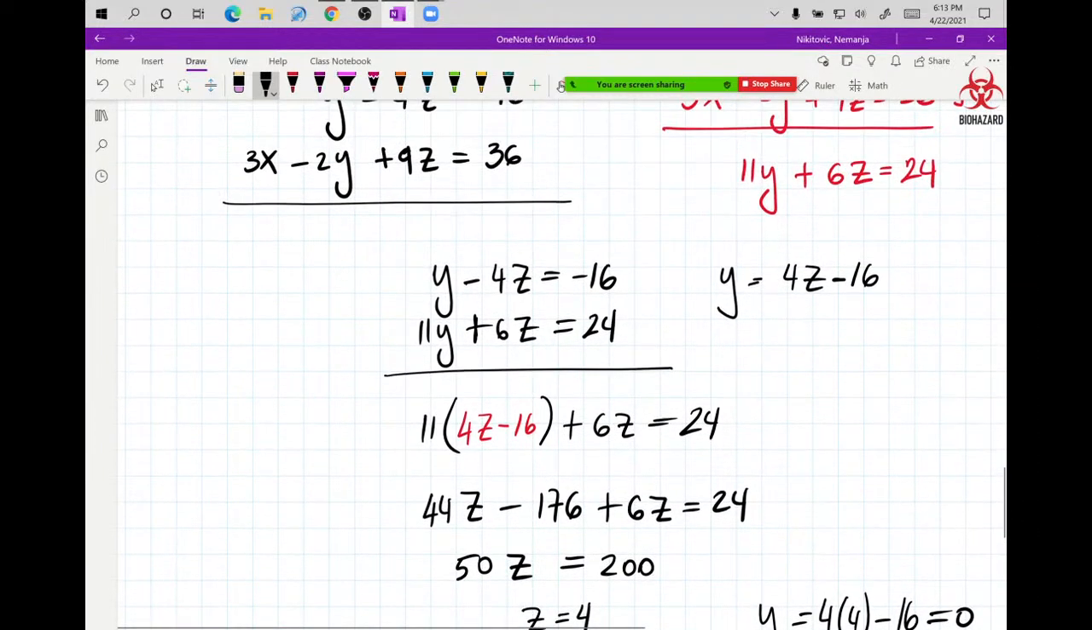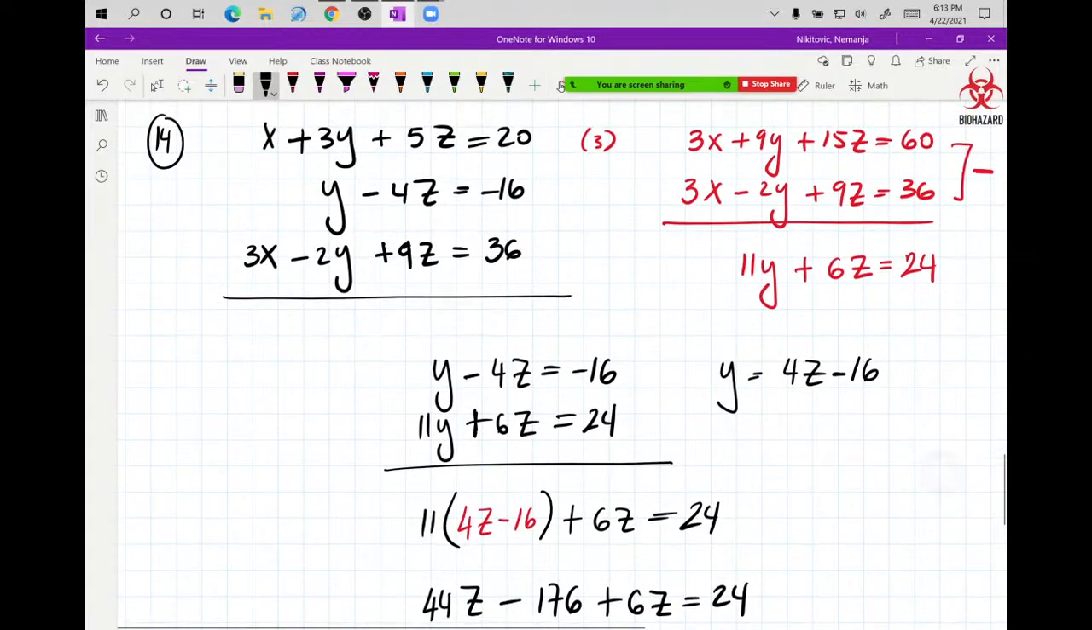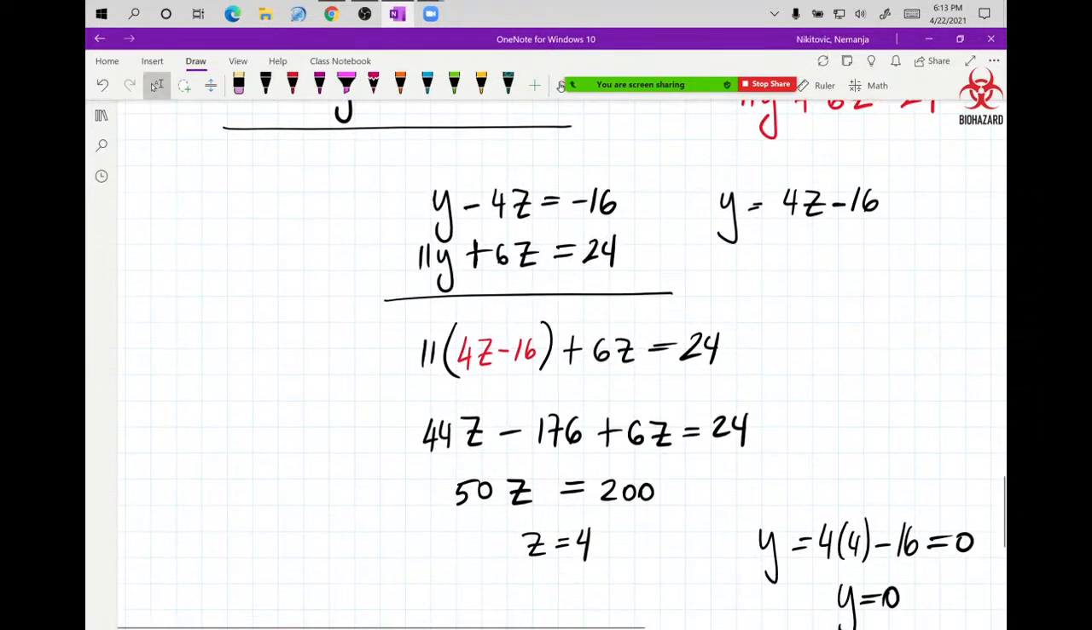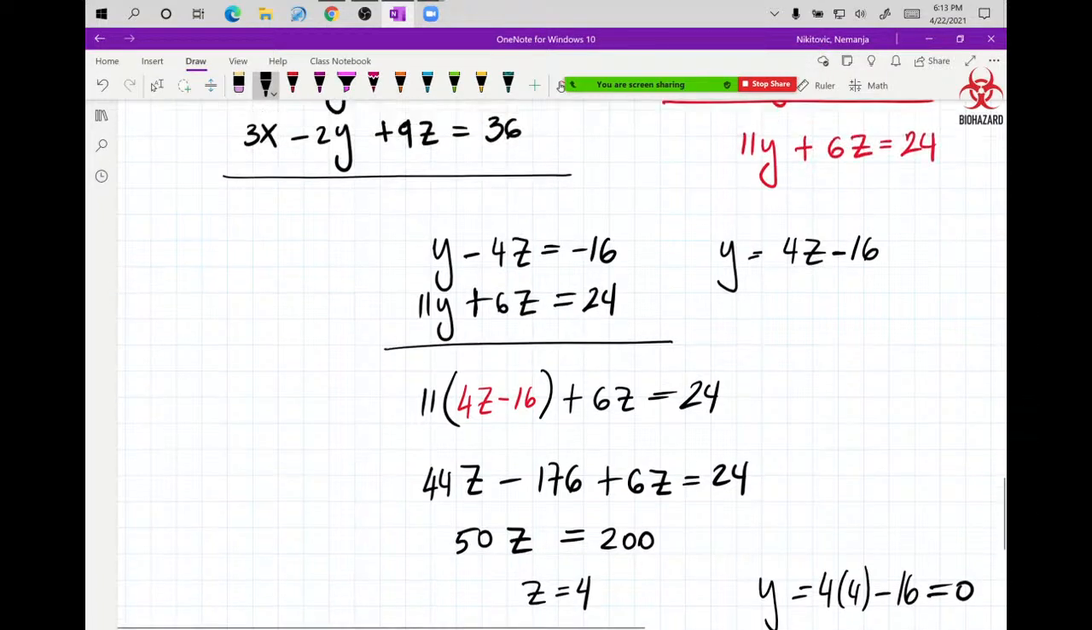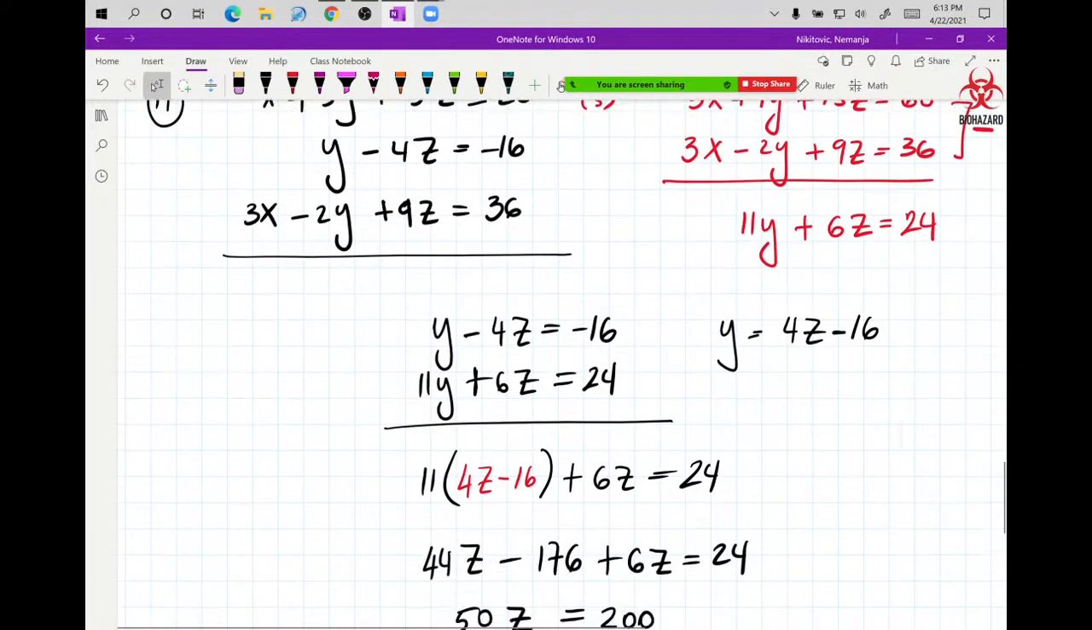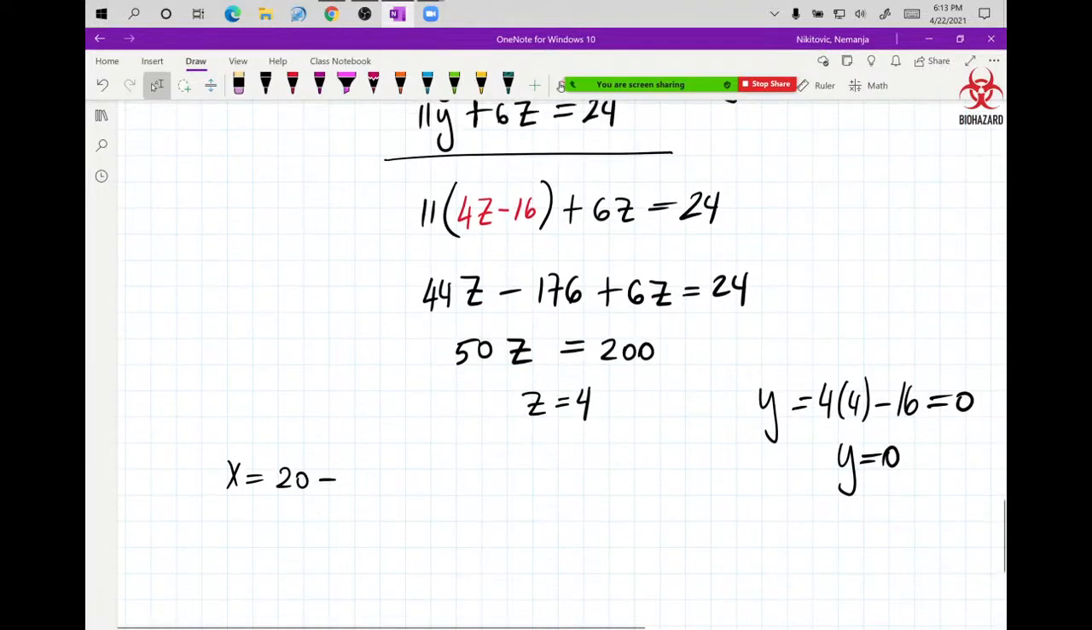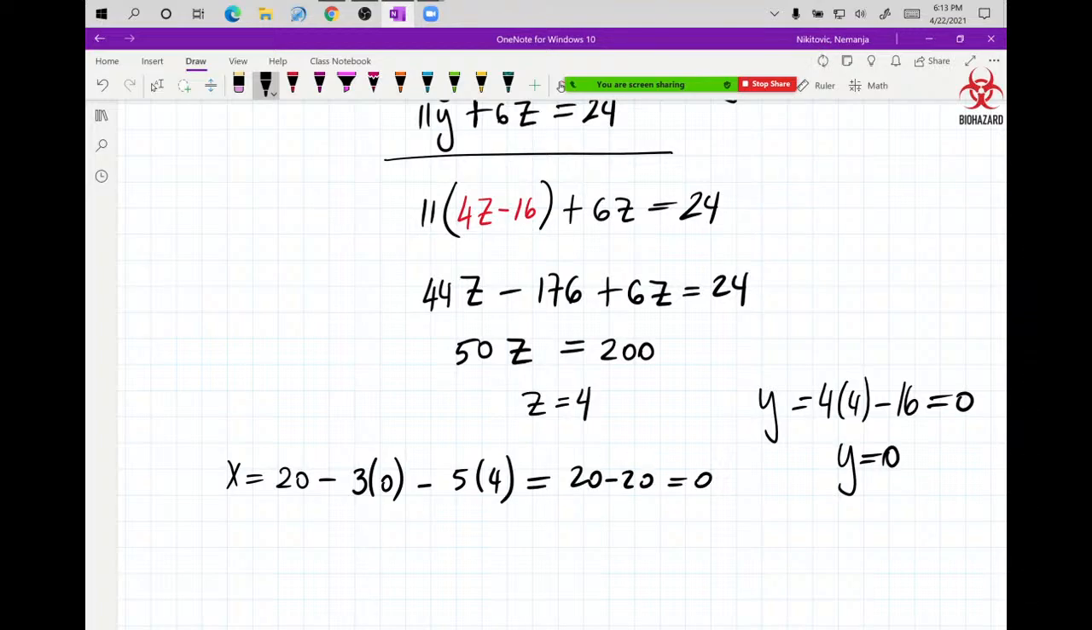And all I need to do is find an equation to calculate x. Now, the first equation is perfect because x is single already. So x is equal to 20 minus 3 times y minus 5 times z. That's another 0. 20 minus 20. So the solution seems to be 0, 0, 4.